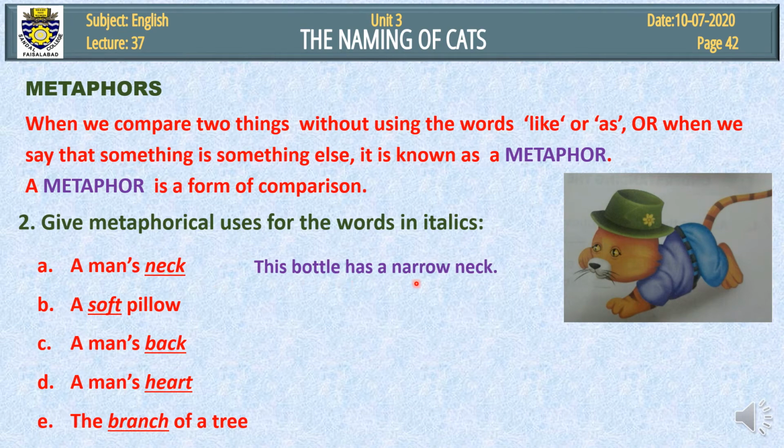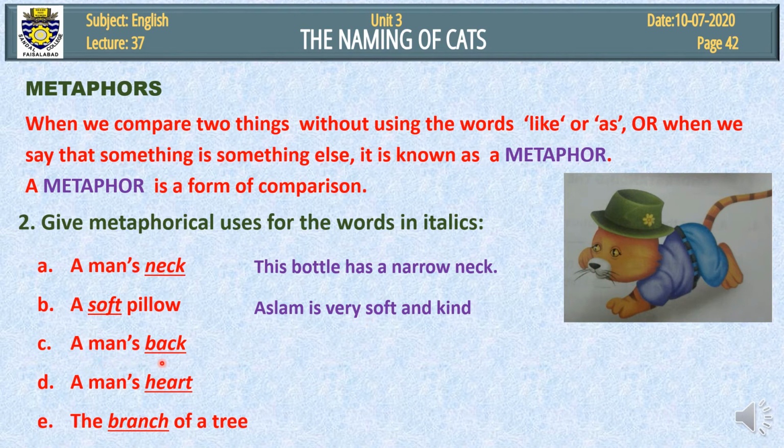This bottle has a narrow neck. A soft pillow. Pillow may be soft. Soft is used for a pillow. Here, Aslam is very soft and kind. Soft here means soft by nature. Very good. He is very kind. He is very sympathetic.